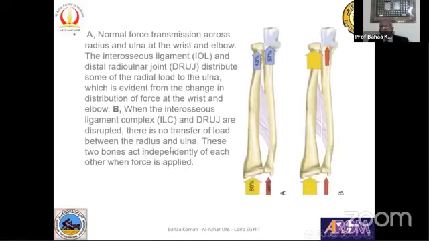This is the mechanism when you have a compression transmitting from the radius through the interosseous membrane to the ulna, with the weight distributing at the elbow nearly equal to each other. But when you have a rupture of the interosseous membrane, the weight transmits through the radius directly to the elbow, from the head of the radius to the elbow, bypassing the ulna.